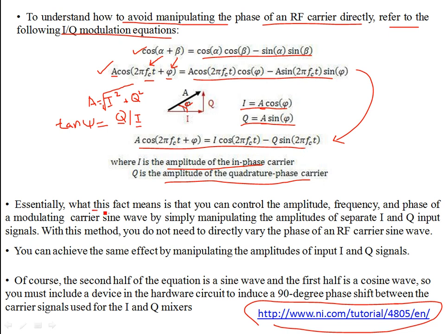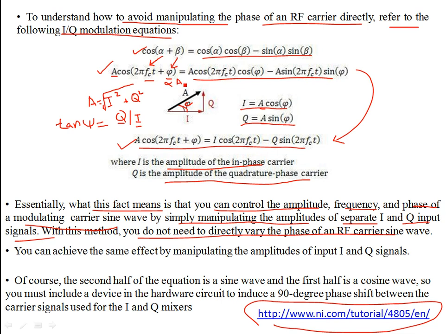So essentially what this means is that you can control the amplitude, frequency, and phase of the modulating carrier sine wave by simply manipulating the amplitudes of separate I and Q input signals. So with this method, you don't need to directly vary the phase of the RF carrier. For example, I don't need to make this phase a function proportional to the message signal, whatever it is.